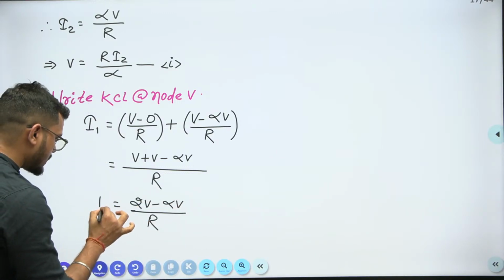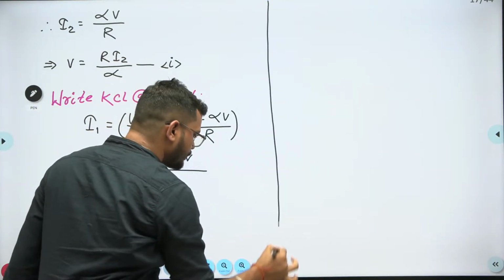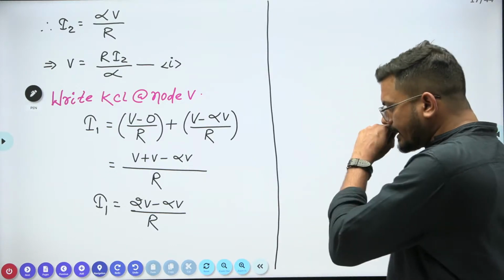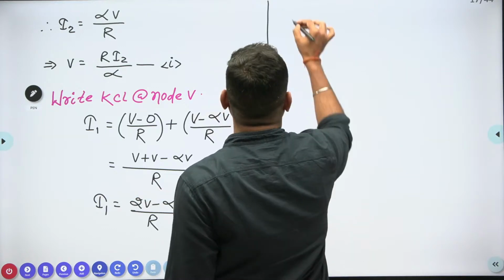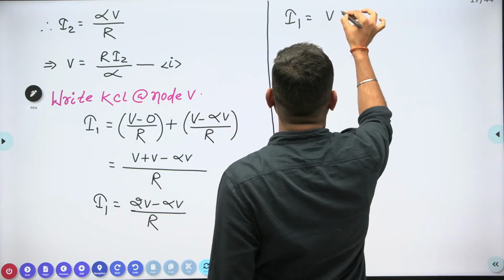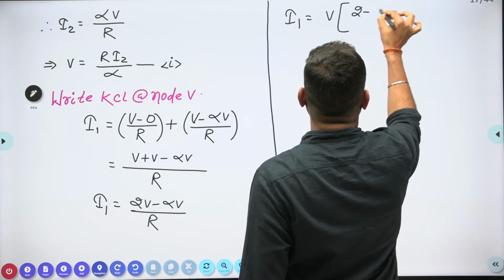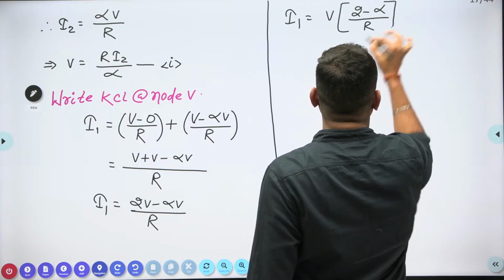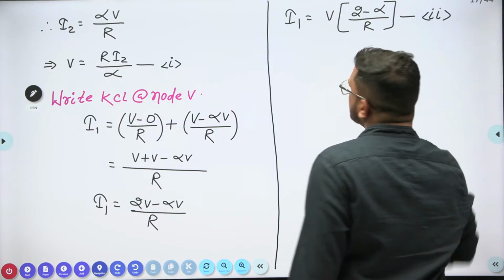And this is nothing but I1. Is it clear to all? Yes or no? Respond please. Okay. So we can write here, taking common the voltage V, guys. So this is V into 2 minus alpha, and this divided by R. Is it clear? And this is our equation 2.